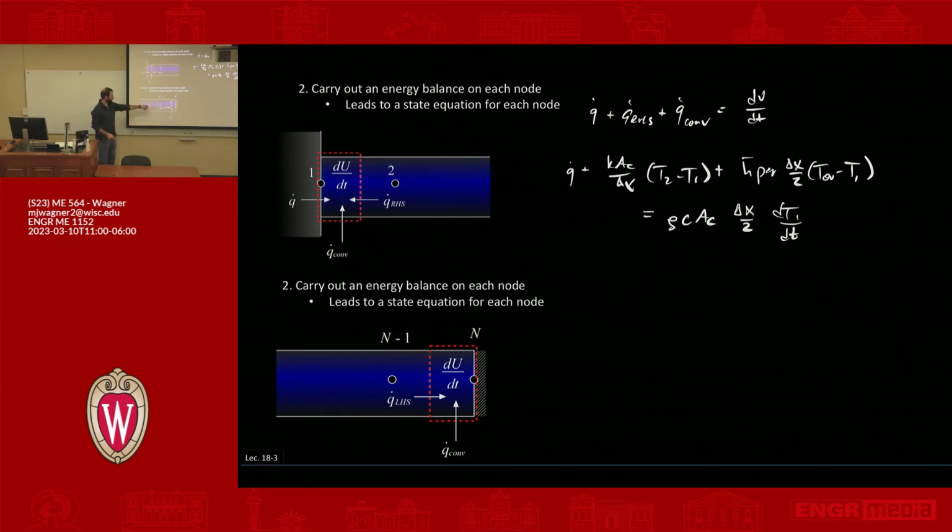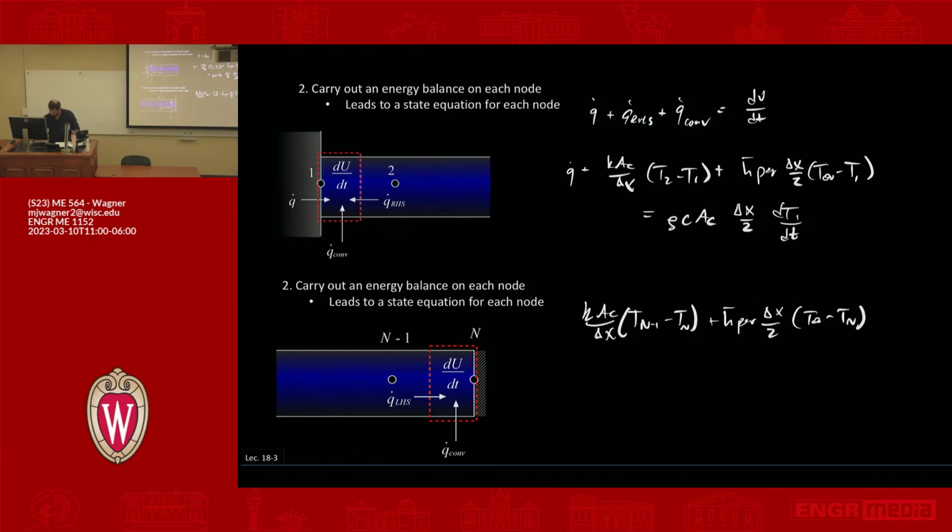On the bottom node, it's again the same. The only difference is we aren't forcing a q dot in from the right-hand side, so that's just 0 there. So I'll just write out the final answer so you have it. It is what? Let's write it this way. k A_c over delta x, T_{n-1} minus T_n, plus h bar perimeter delta x over 2, T infinity minus T_n, is equal to rho C A_c delta x over 2 times dT_n/dt.